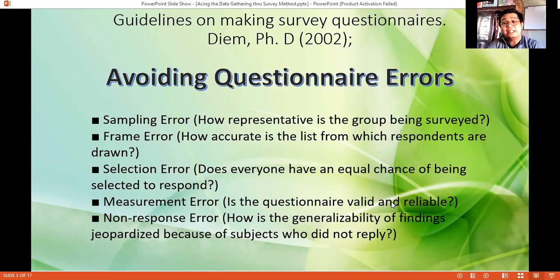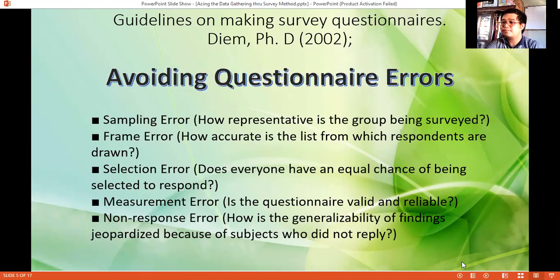How accurate is the list from which respondents are drawn? Let me ask you. How many respondents will you collect now? After using the Krejcie and Morgan table, how many respondents, this is the sample, are you going to collect now? Unmute yourself.